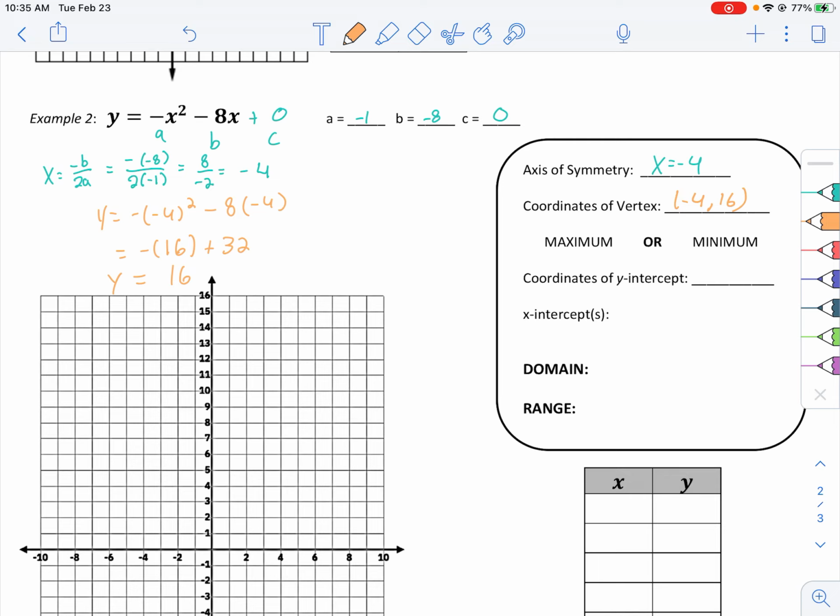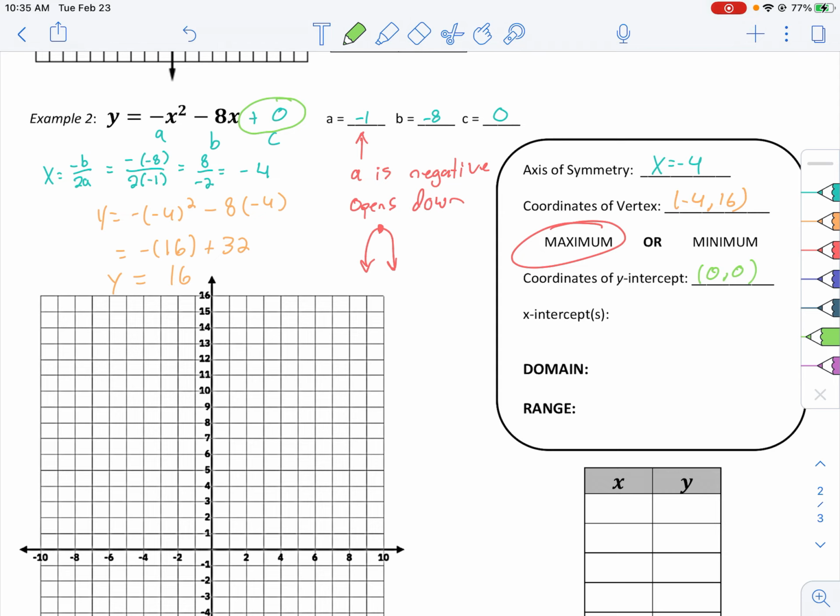Is this a max or a min? Well, our a value is negative. So that tells us that it opens down, right? So it opens like this. So then our vertex right here is going to be a maximum. Coordinate of the y-intercept, remember that's the c value. In this case, c value is 0, so we have 0, comma 0 for the coordinate of the y-intercept.